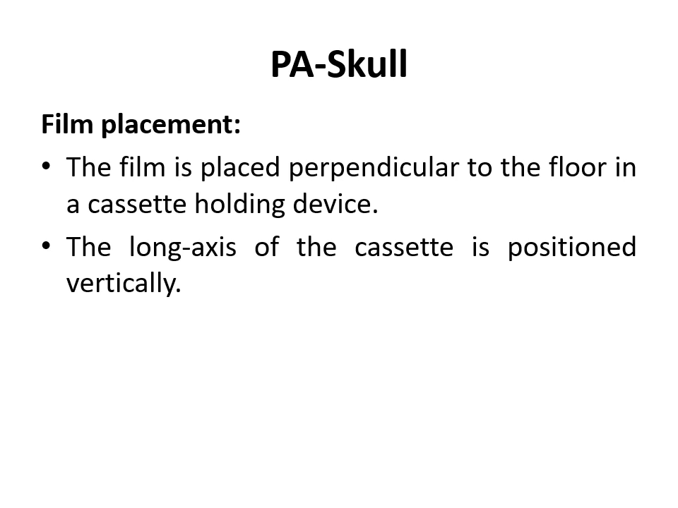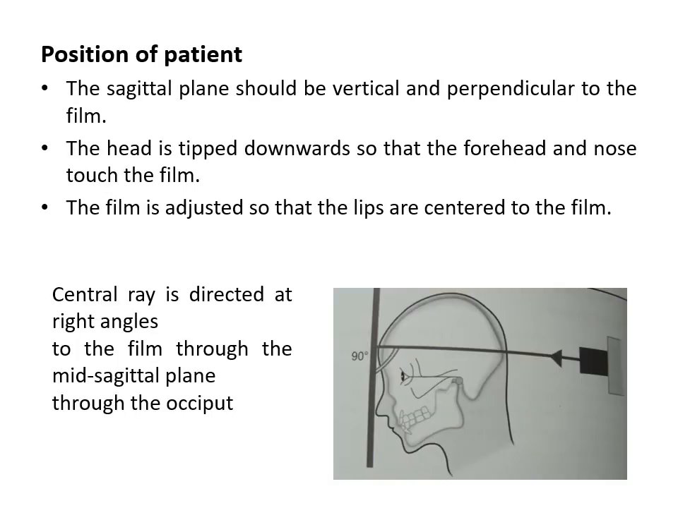Here, the film is placed perpendicular to the floor in a cassette holding device. The long axis of the cassette is positioned vertically. Regarding the position of the patient, the sagittal plane should be vertical and perpendicular to the film, and the head is tipped downwards so that the forehead and the nose touch the film, and the film is adjusted so that the lips are centered to the film. This is about the patient position, and the patient should not move during the exposure.